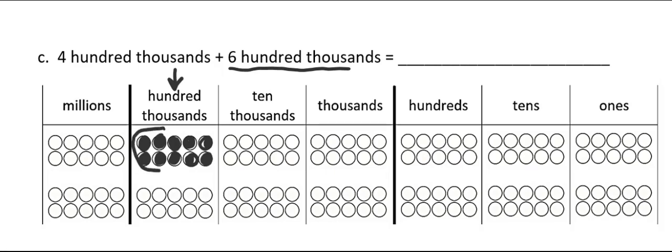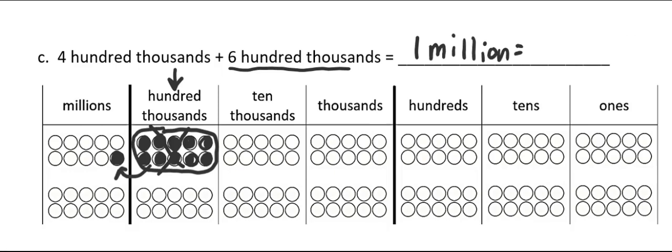So I'm going to take those 10 discs and compose them into 1 million. So these are gone now. That means that 400,000s plus 600,000s equals 1 million, which I can also write in standard form.